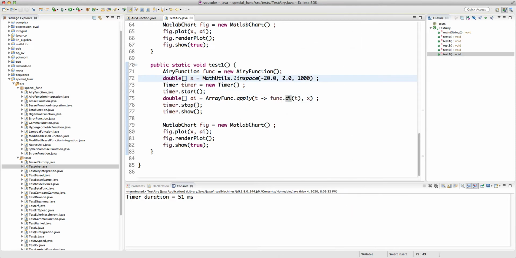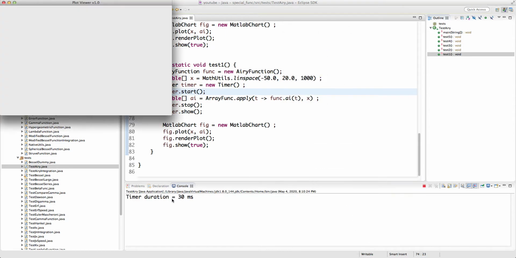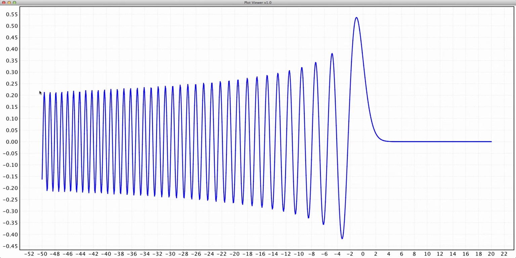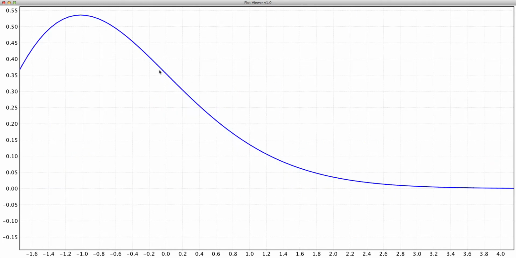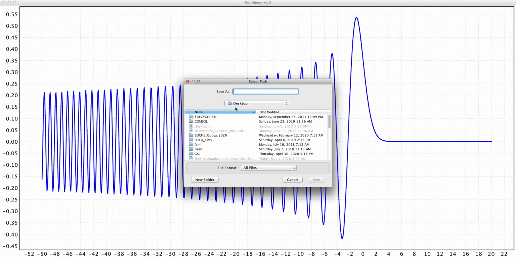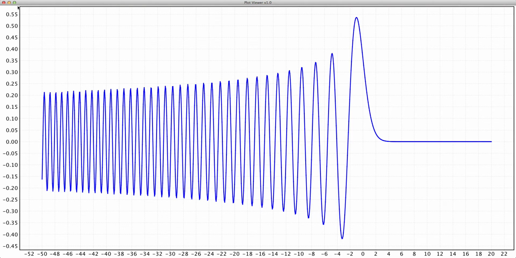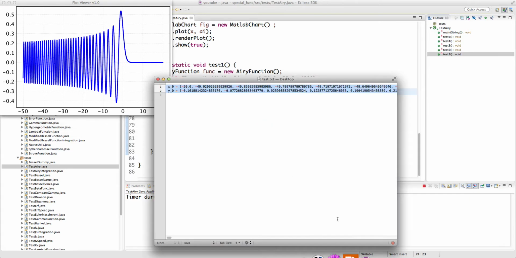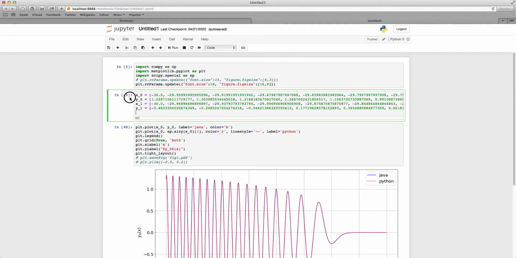So let's go from minus 20 to 20, or maybe minus 50 to 20. 30 milliseconds, even faster. And as you can see, we have this oscillatory behavior up until x equals 0, and then at x equals 0 we get this exponential decay. So let's export to Python, test, and then let's open it in a text file, copy, and go to our Jupyter notebook and paste it.